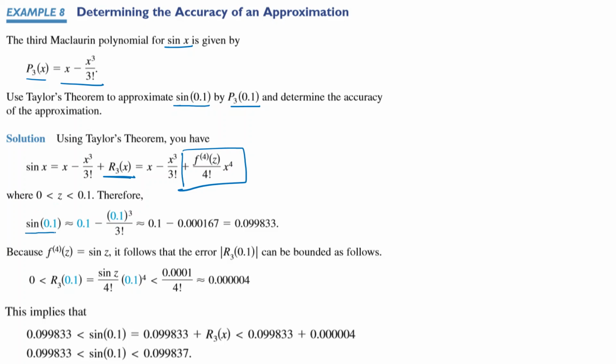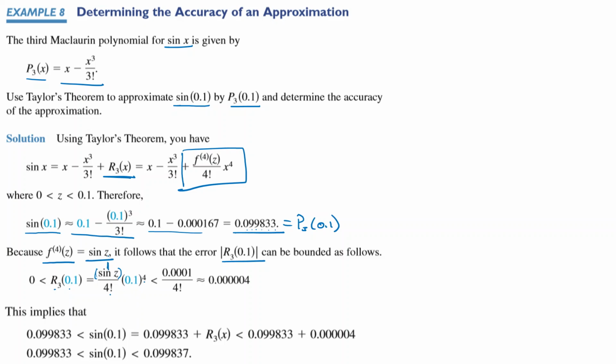So if we plug in, sine of 0.1 should be approximately that polynomial value, which works out to 0.099833. That's the polynomial value. This is p sub 3 of 0.1. All right. The 4th derivative of sine is just sine. So that means this error term, this remainder, can be found as follows. So the remainder at 0.1 is sine of z for some z value times 0.1 to the 4th over 4 factorial. Now the maximum value of sine of z anywhere is just 1.